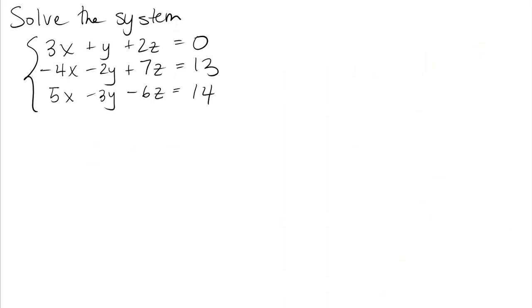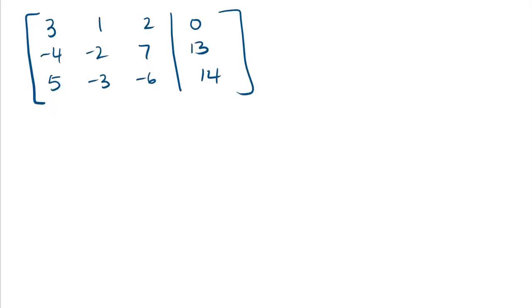This system says 3x plus 2y plus 2z equals 0. Negative 4x minus 2y plus 7z equals 13. And 5x minus 3y minus 6z equals 14. I want you to translate that into a matrix for me, please. Did you get this? Okay, from here, we need to start creating some zeros.